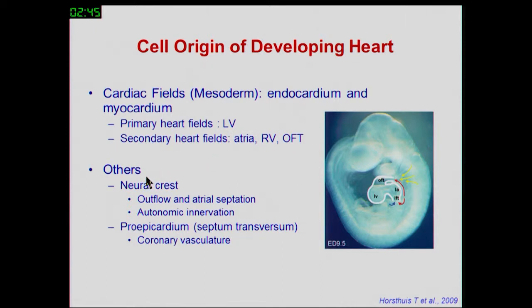Two extracardiac cellular populations also participate in the formation of the heart. The cardiac neural crest provides cells for the outflow tract, and proepicardial cells, which are located at the septum transversum, migrate to the surface of the heart and invade the myocardium to become fibroblasts and smooth muscle cells for the coronary vasculature.